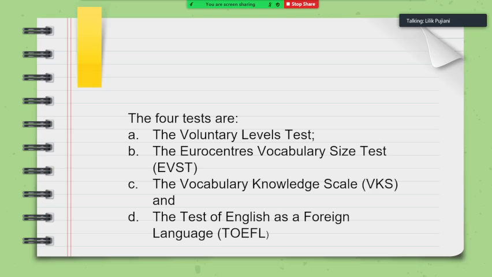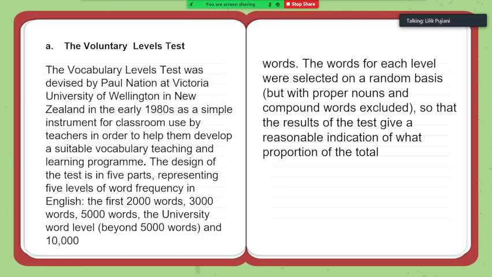Next slide. Okay. The sample vocabulary test consists of four. The first is the vocabulary level test. The second, the Eurocentris vocabulary size test or EVST. And the third is the vocabulary knowledge scale or VKS. And the last is the test of English as a foreign language or TOEFL. Next.